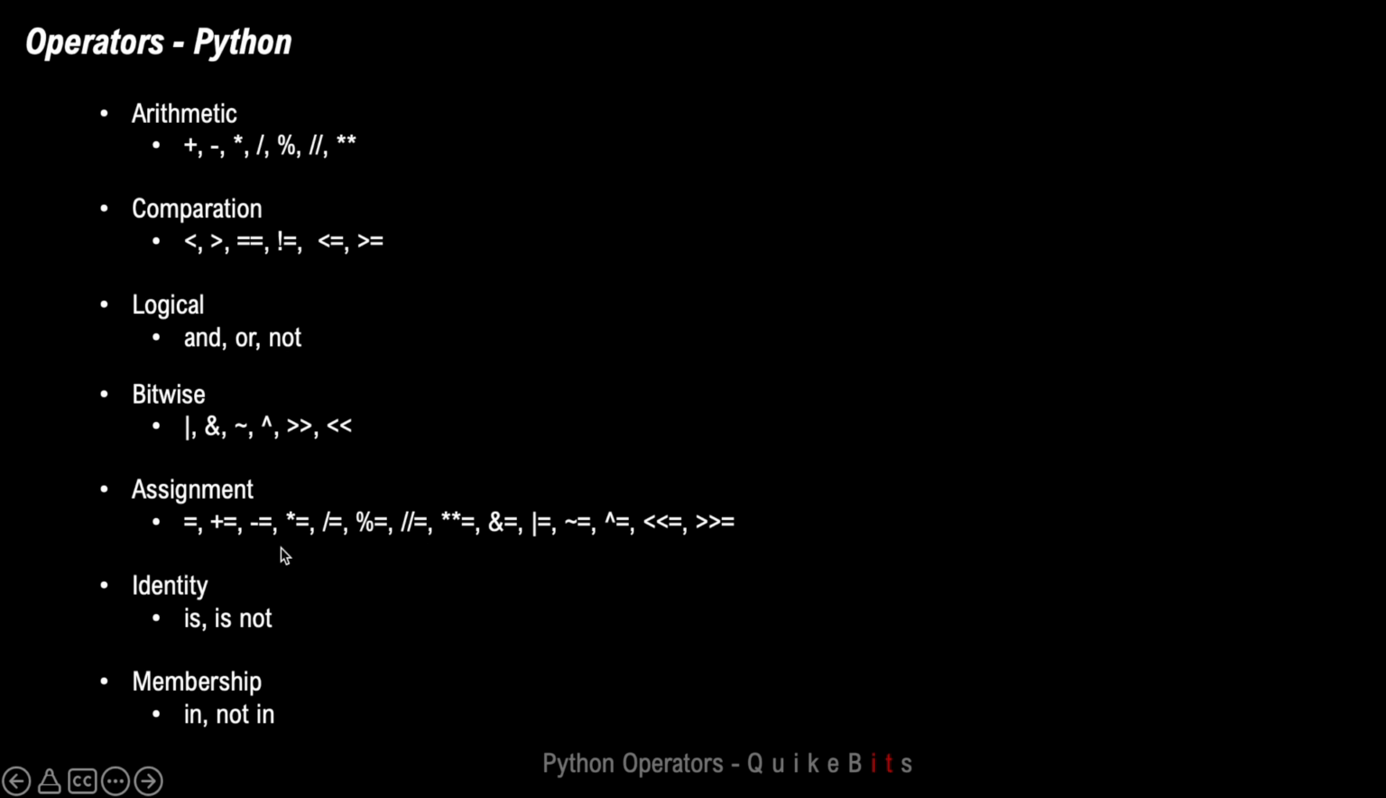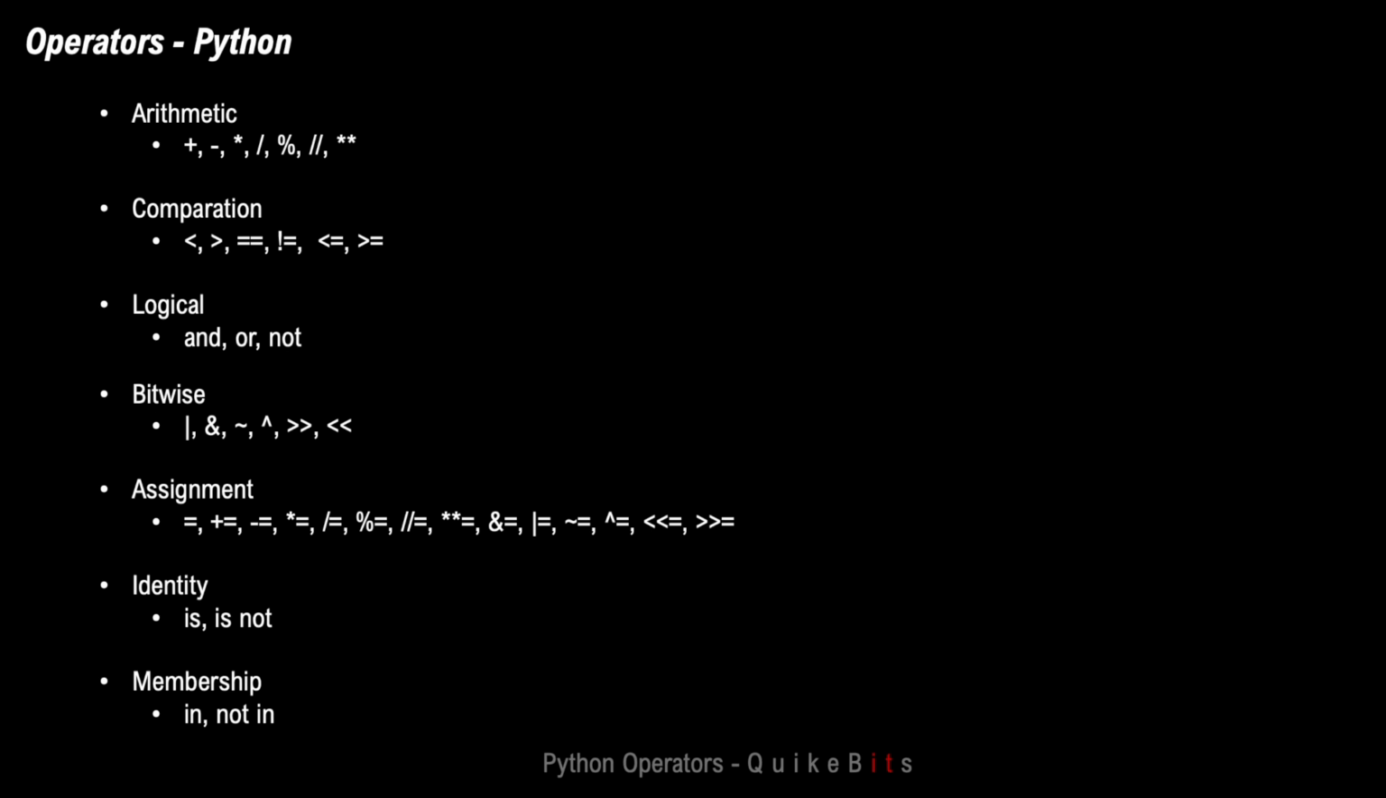The assignment operator is a combination of the arithmetic and bitwise operators combined together. The identity operator is something which is new, though most modern languages have it. It checks whether two things are identical. And the membership operator checks whether, if there's a list, my member is in that list or not, which we can check.